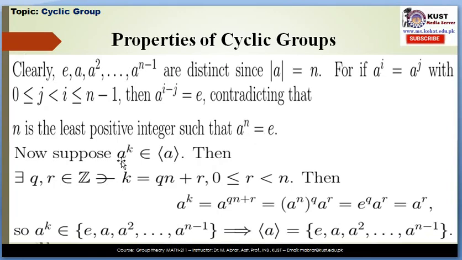Now suppose a raised to k comes from this set generated by a, then according to the division algorithm we can write this k as qn plus r, and of course this remainder is strictly less than this n. If we replace this k by qn plus r, then we are able to write this as a^r. So it means now a^k is written as a power of a^r. Consequently, this a raised to k belongs to the set of all powers of a.